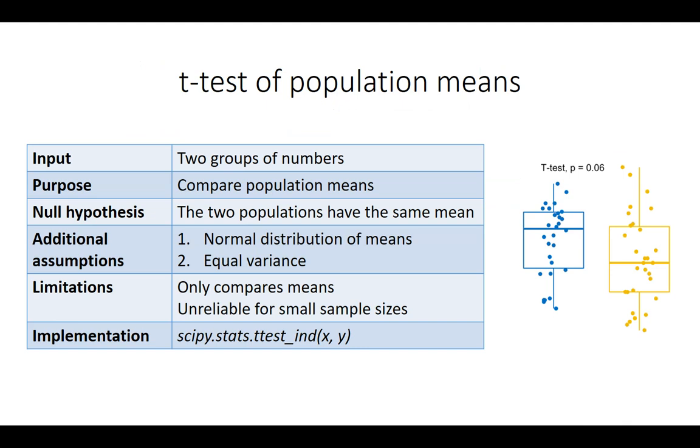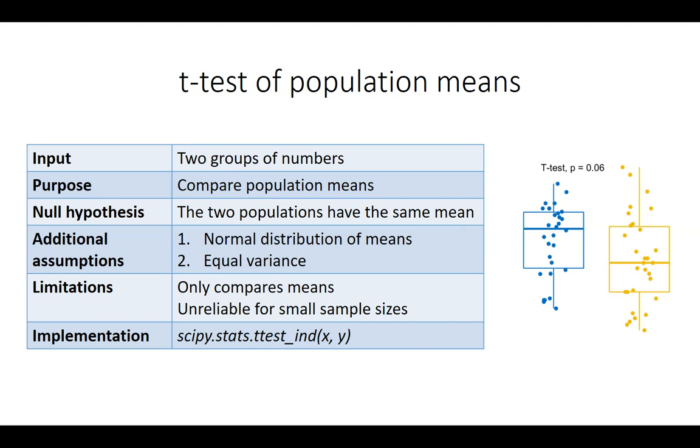So let's see what the t-test does. Its input, again, is two groups of numbers. Unlike the other tests, if you use the scipy stats ttest_ind, that's the implementation in Python. Again, you can see that you give it x and y values, which you may confuse with the x and y values that we gave to Pearson's correlation and Spearman's correlation. But here it means very different things.